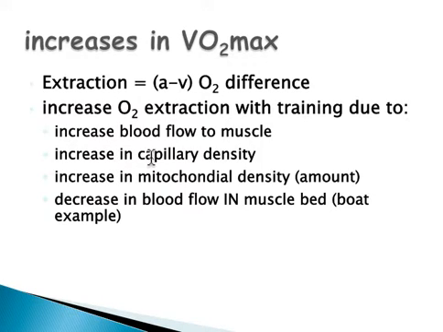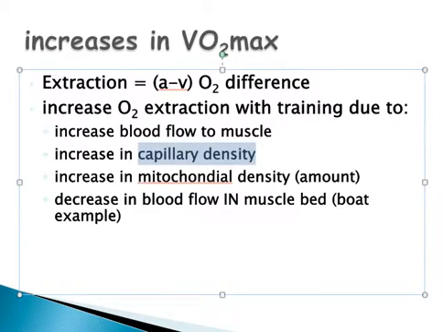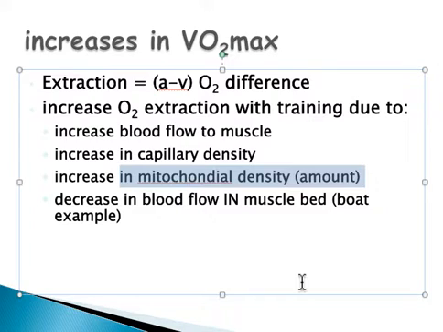There's also an increase in capillary density surrounding the muscle cell. So surrounding a muscle cell, there's now a greater amount of capillaries. Also inside the muscle cell, there's a greater amount, probably a twofold increase, in the volume or density of mitochondria inside that muscle cell. So there's a greater place for that oxygen to go because oxygen acts as the final electron acceptor at the end of the electron transport chain.